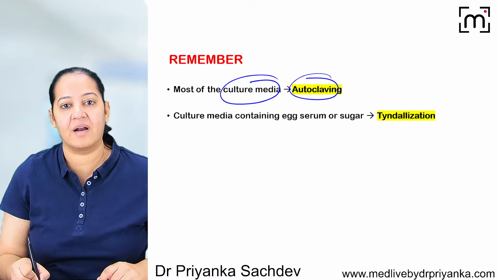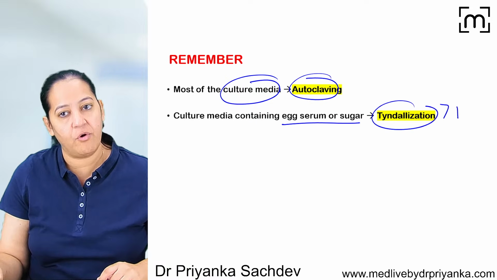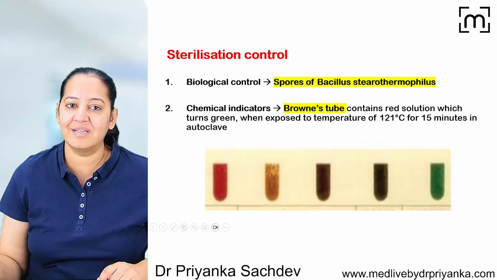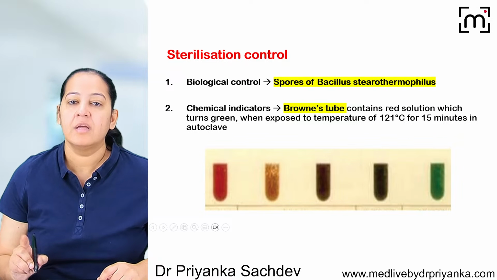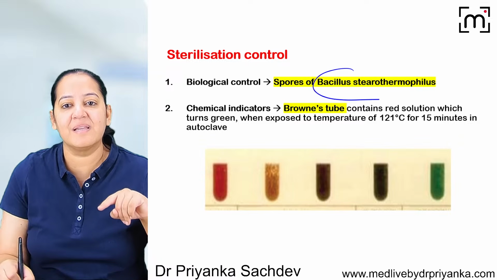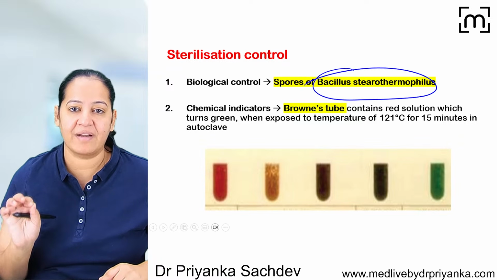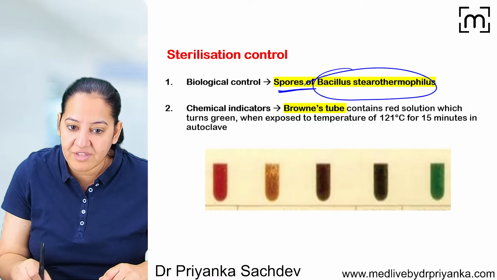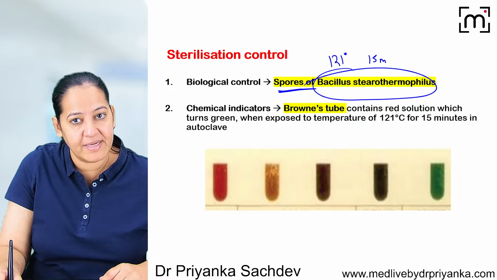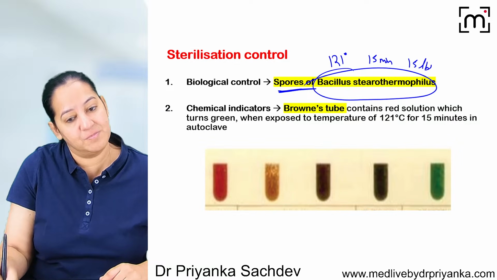But for the culture media containing egg, serum or sugar, Tyndallization followed by Inspissation is the best. I told you this already. Got it? What is the control for autoclaving? Again, we have another bacteria here. The name of the bacteria is Bacillus stearothermophilus. The spores of this bacteria get killed at 121 degrees for 15 minutes and 15 pounds of pressure. The spores get killed here.